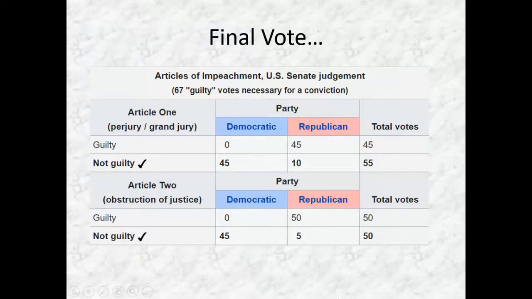Here you can see a breakdown of the vote by the Senate on the two charges. Notice how 45 Democrats, and Bill Clinton was a Democrat, all voted not guilty. And the only guilty votes came from Republicans. I wonder what could explain this. We also see a very similar breakdown on the second charge. We'll come back to these votes in a moment. But understand, in the end, Bill Clinton remained in the White House, embarrassed no doubt, but also weakened as a president because of the scandal.